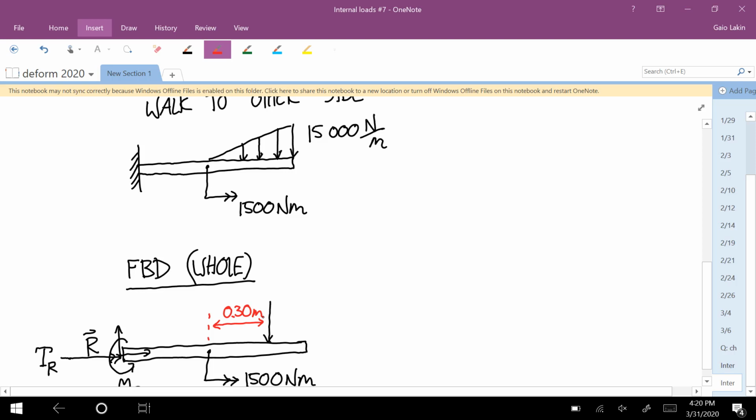And then the magnitude of that force is going to be the area of that distributed load, the area of that triangle. So 15,000 times 0.45 divided by 2. Let me calculate that. 0.45 times 15,000 divided by 2 gives us a total force of 3375.